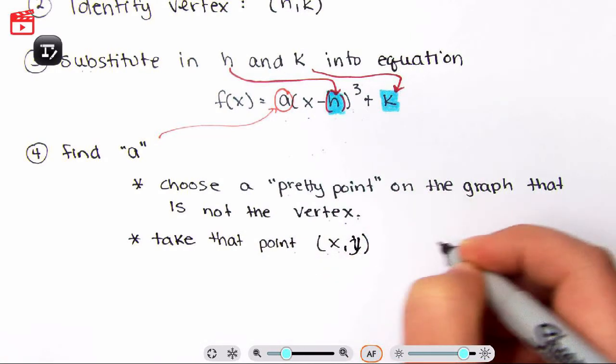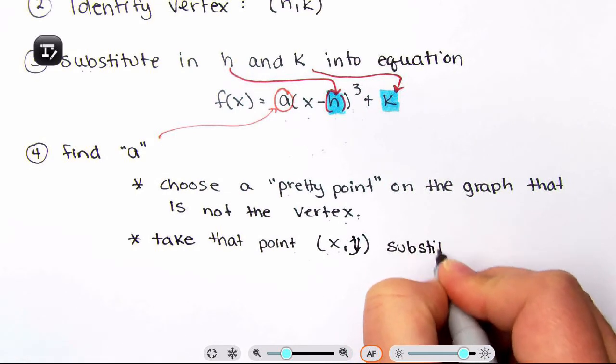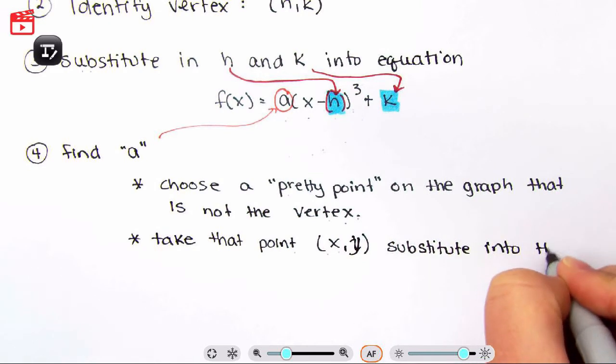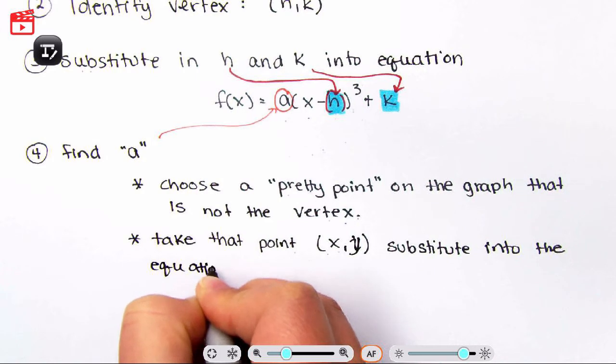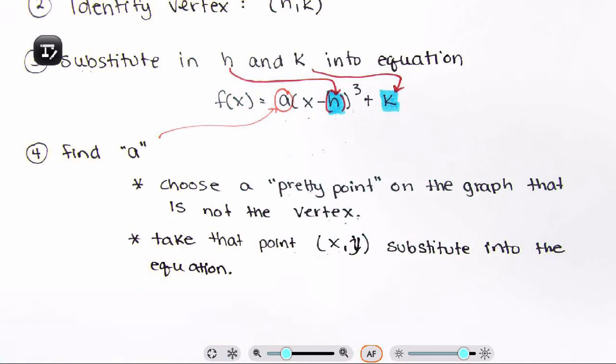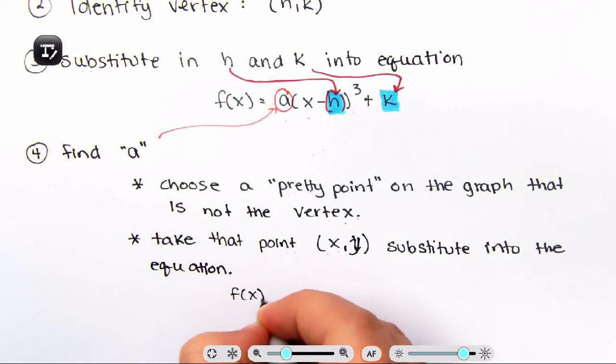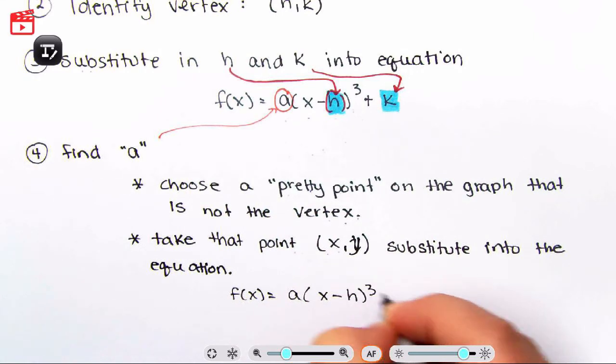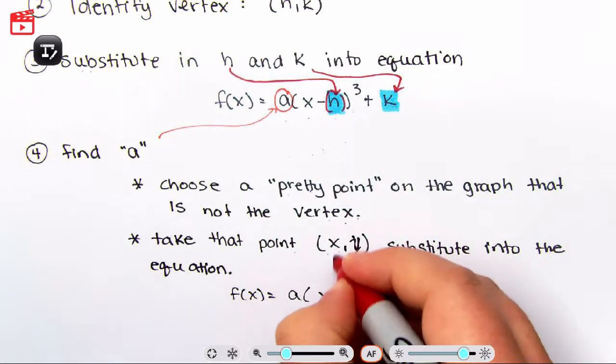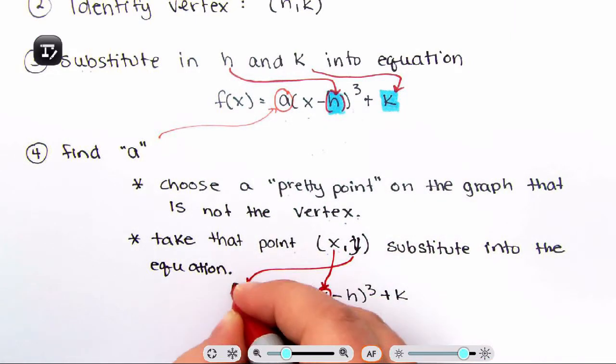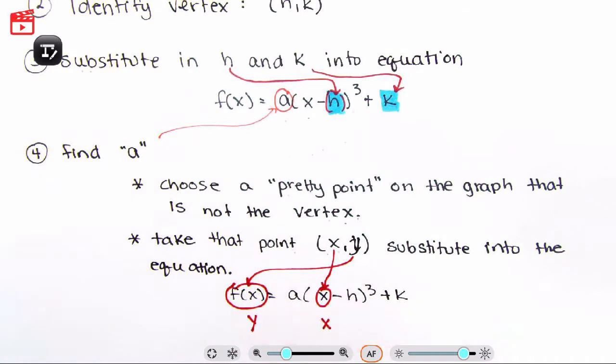You have an x and y, and you're going to substitute into the equation. So you have f of x, but f of x is really y. So you're going to say f of x is equal to a times (x minus h) cubed plus k. You're going to take the value for x, you're going to plug it in. You're going to take the value for y, you're going to plug it in. So you have y and you have x that you are plugging in the values for. And then you're going to simplify and solve for y. Oh, just kidding. What are we solving for? A. We're solving for a.